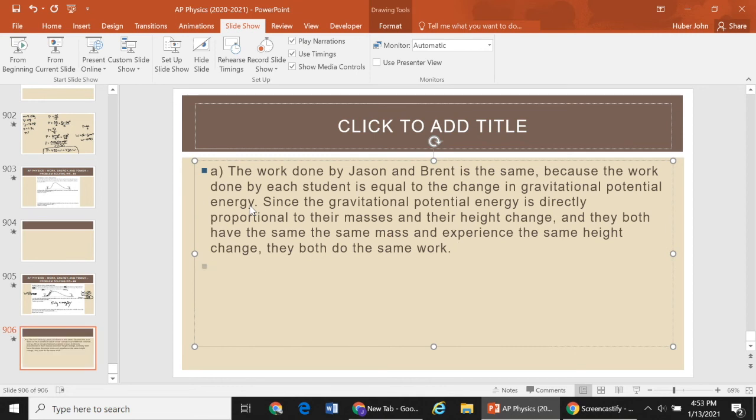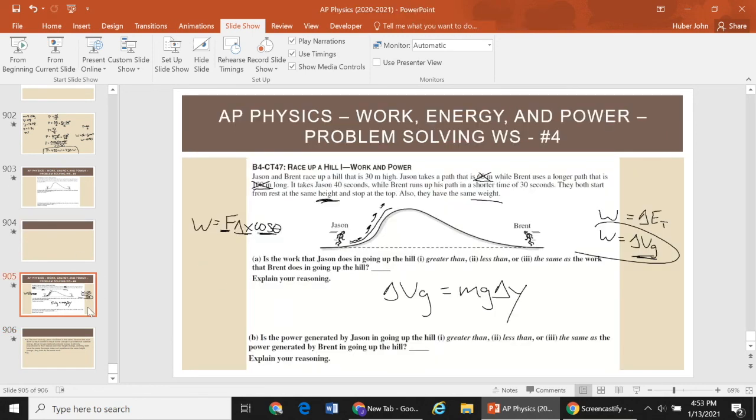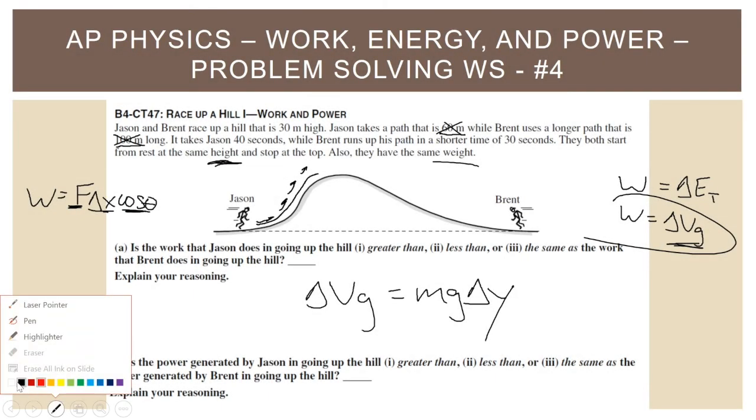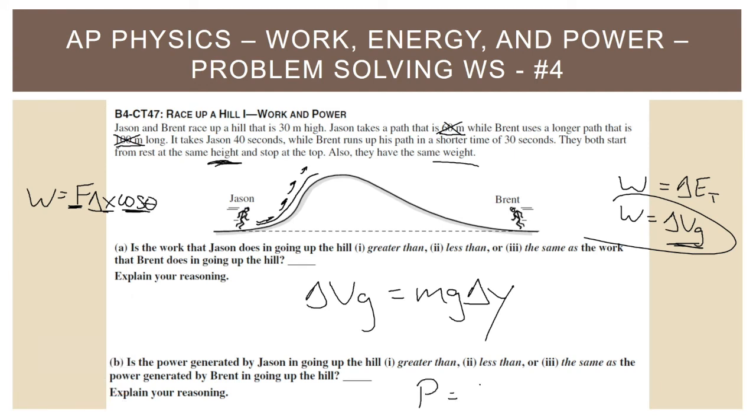Now, just before I ask you to pause this video here, we might as well just finish this thing up. Part B of the question, I'll just jump back to it for a second, asks, is the power generated by Jason in going up the hill greater than, less than, or the same as the power generated by Brent? Now, according to what we have seen so far and what we defined as the equation for the power, power is equal to the change in energy over time. We've already said the change in energy experienced by both of them is the same. So the relevant relationship here is that the power is inversely proportional to the time. And it tells you Jason takes 40 seconds while Brent takes 30 seconds.